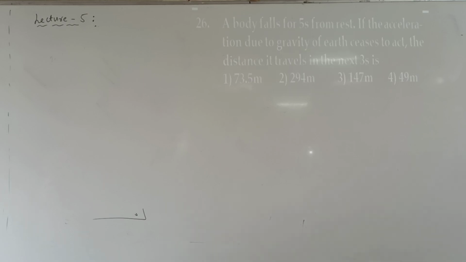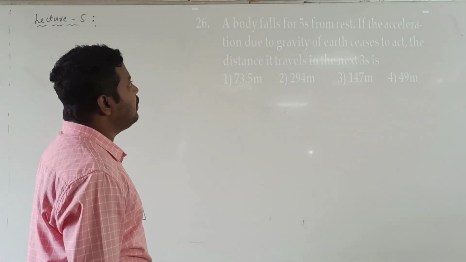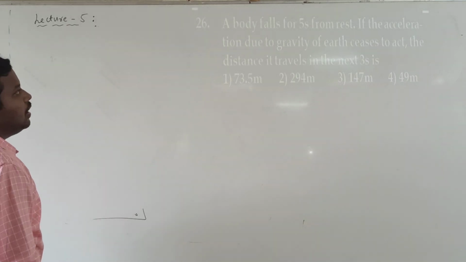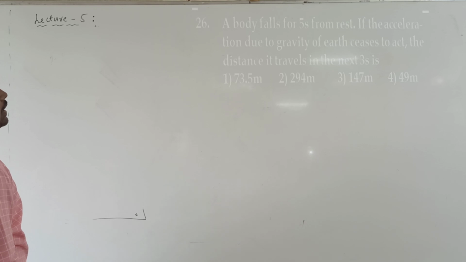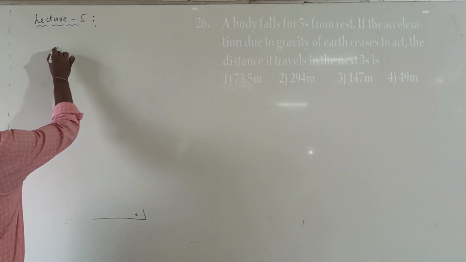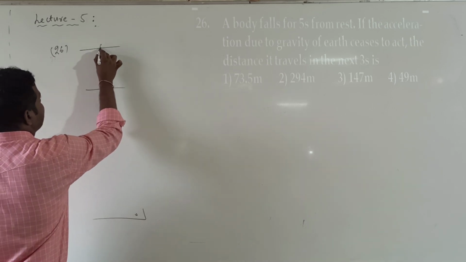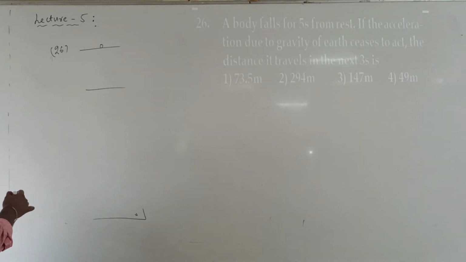Question number 26. A body falls for 5 seconds from rest. If the acceleration due to gravity of the earth ceases to act, what is the distance travelled by the body in the next 3 seconds? Question number 26. Body falling from a certain height. Okay now? It is falling freely.